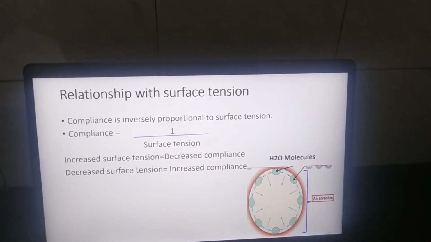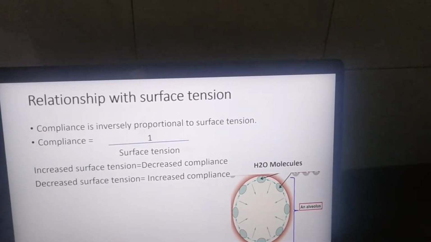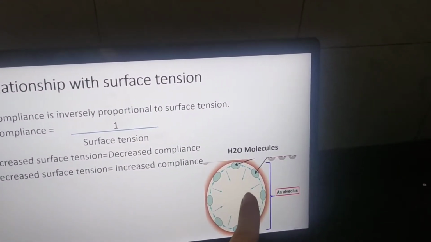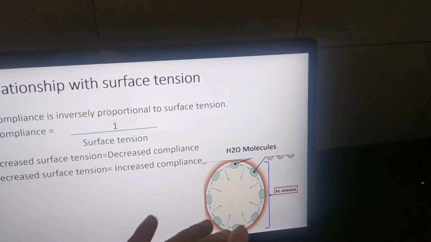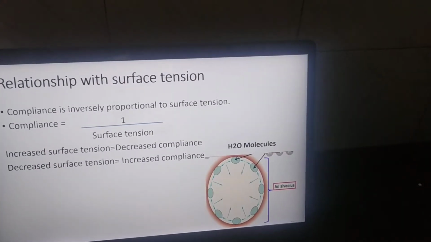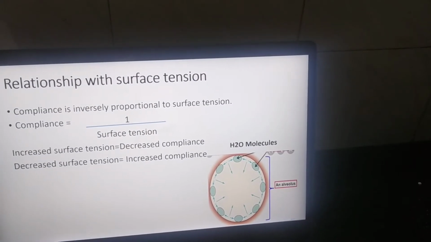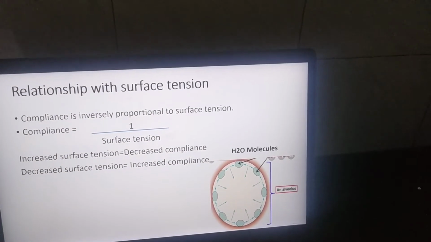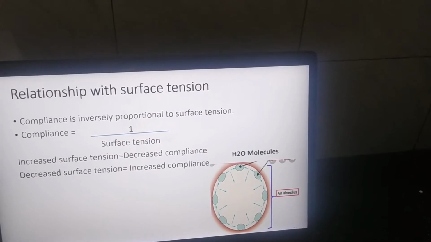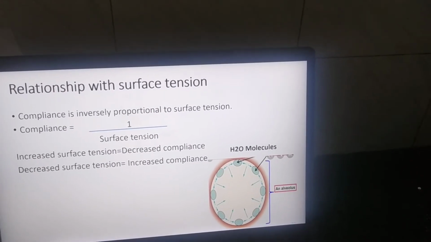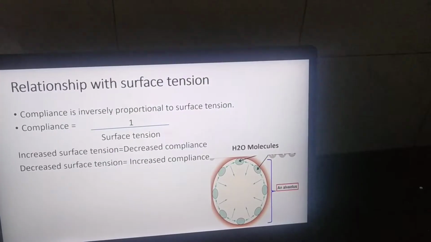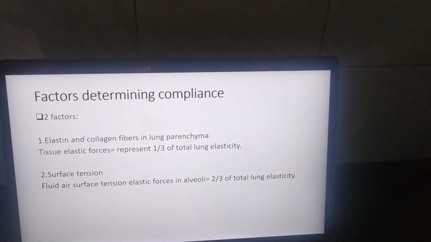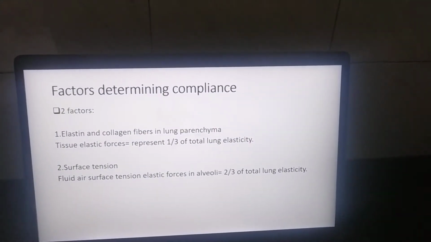So here in this diagram, you can see this is the alveoli, and you can see water molecules, fluid line this alveoli. Now due to this air fluid interface, this will generate surface tension effect, and this surface tension causes the shrinking or collapsing tendency of the alveoli. So surface tension causes collapsing of alveoli, compliance causes the distensibility. So compliance is inversely proportional to surface tension. So these are the basic concepts regarding the compliance.